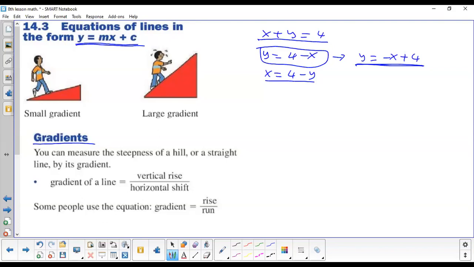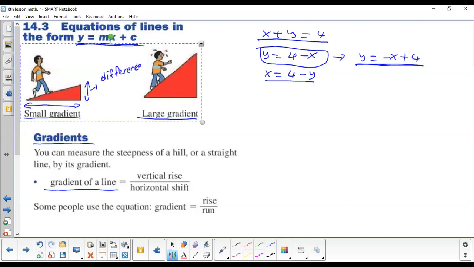As you see, the steepness here is small, and the steepness here is really, really high. So it is getting larger. This means that we have a small gradient here. Here we have a large gradient. What is the gradient? The gradient of a line is vertical rise over horizontal run. This is the vertical rise, and this here is the horizontal run. Or in other words, difference of y.